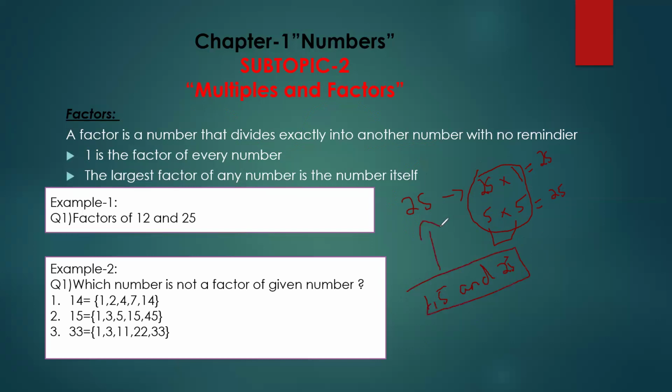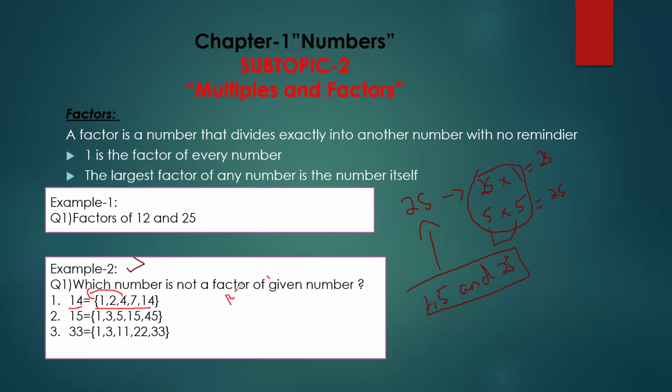So I hope you got the concept of factors. This is a very simple concept. Now moving toward the next example. The next example is: which number is not a factor of the given number? There is a number 14 and they have given some numbers, and we have to check whether each number is a factor of that number or not. So how can we check that?